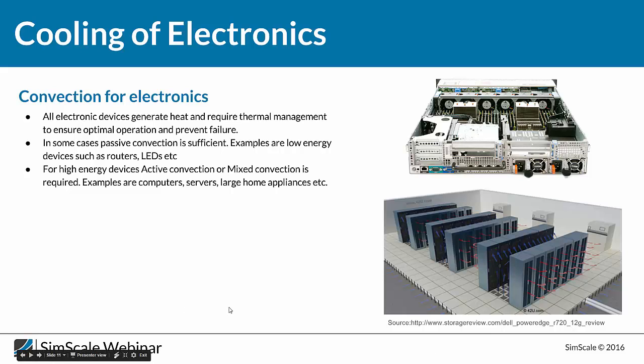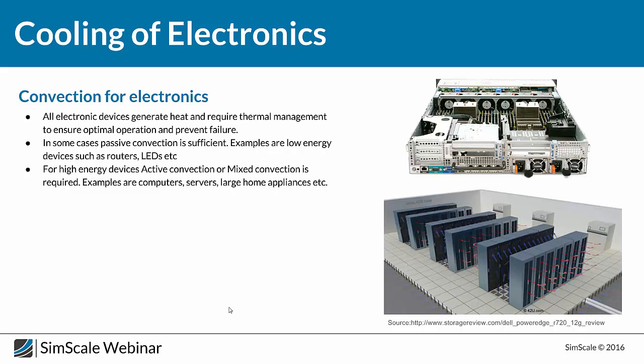We now go into the industrial applications. Basically, cooling of electronics is our topic for today. How does convection help in electronics? Every electronic device usually generates heat, and it is really important to have proper thermal management for optimum operation of the device. For low heat generation applications, for example routers or LEDs, natural convection would help. So we do not need any external sources to aid in the convection or removing the heat.